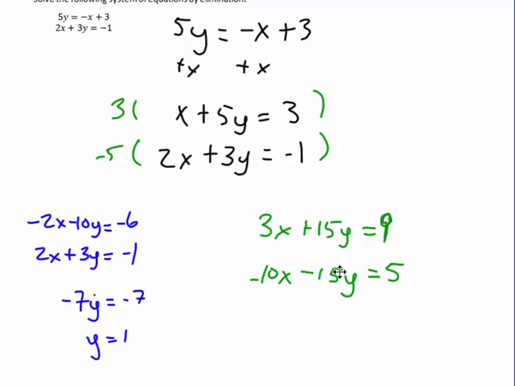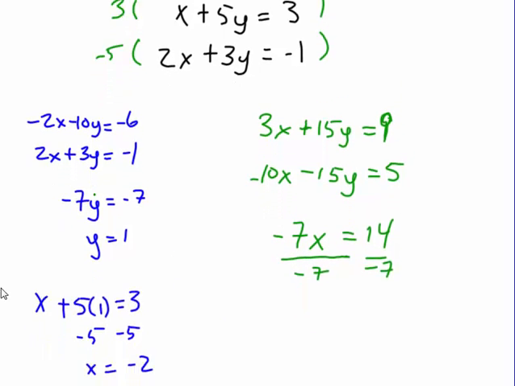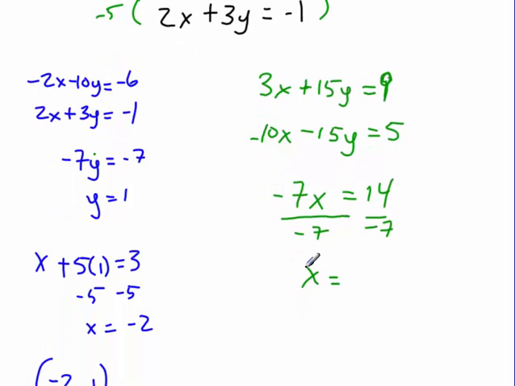See what I did there? I got my y values to have the same coefficients with opposite signs. Same value, opposite sign. Plus 15, minus 15. So when I add these together, I get negative 7x. Y goes away, equals, and 9 plus 5 is 14. Now I divide both sides by negative 7, and here I get x equals negative 2.